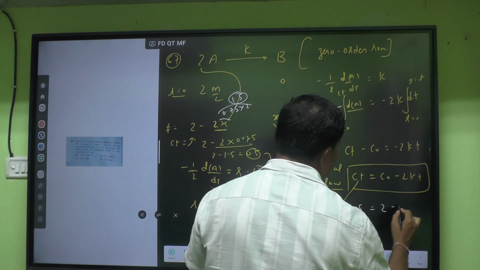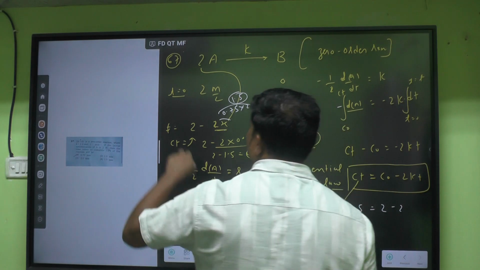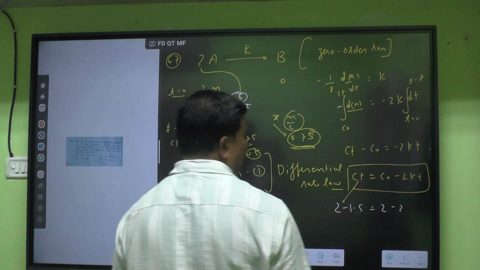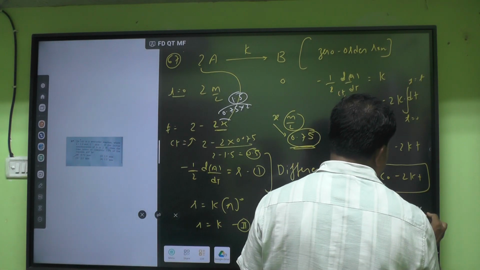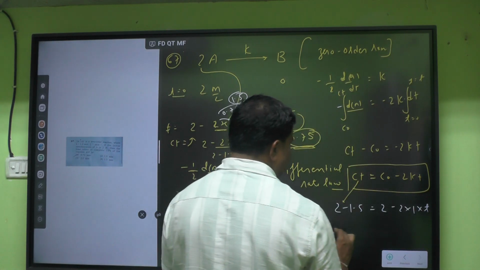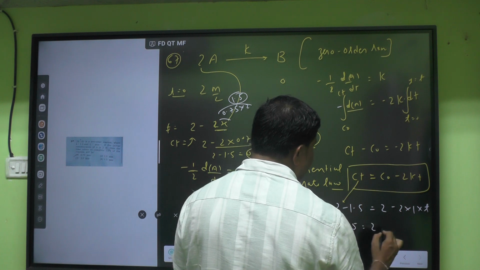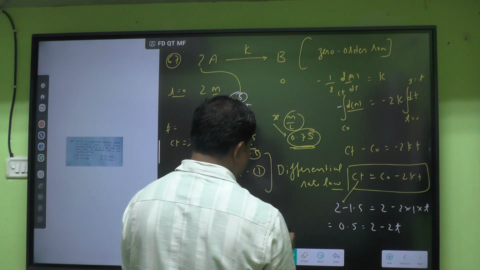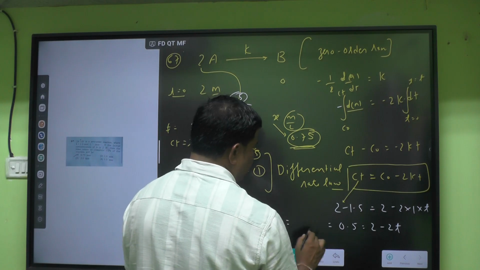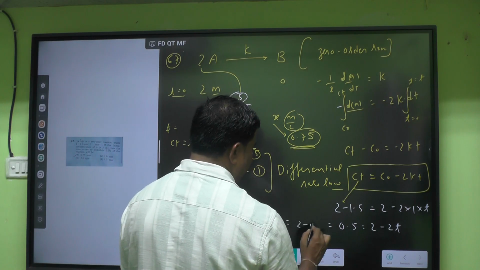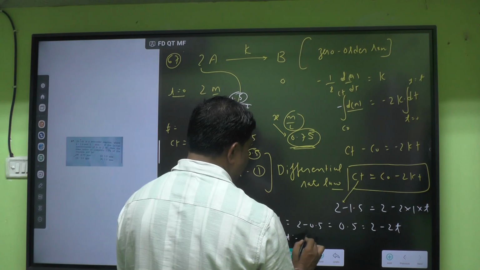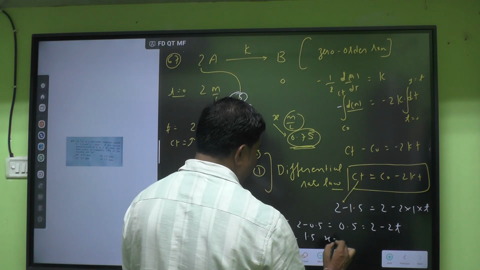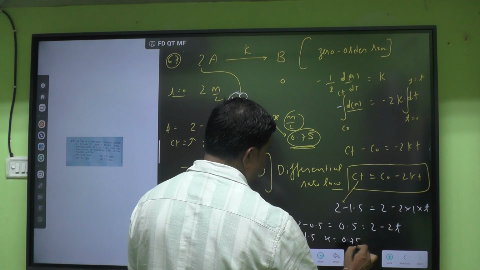What is the initial concentration? 2. What is K? The K value is given as 1. So now put the value 1. Now we have to find the t value. So now Ct is 0.5, which is 2 minus 2t. So 2t becomes 2 minus 0.5. So 2t becomes 1.5, and x becomes 0.75.